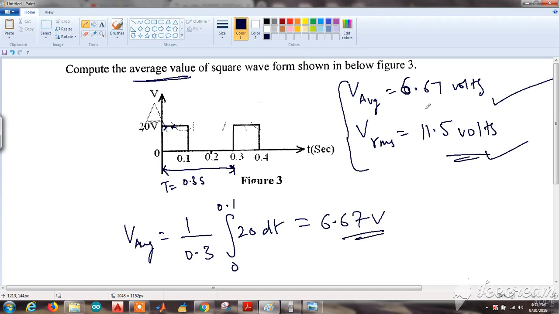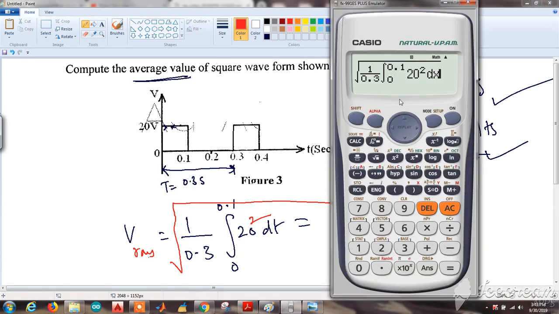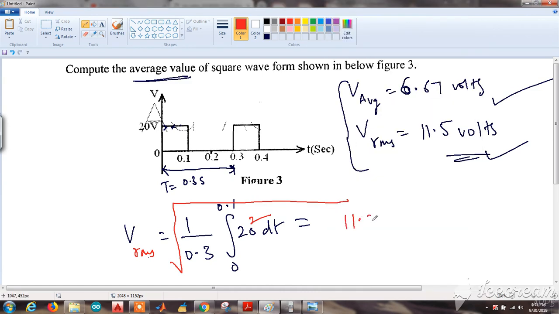Similarly, we can do RMS also. In the case of RMS value, we have to put the square root and square V, V square t. So let's solve in the calculator. If I write it like this with the square root, and I have the whole square 20, press equal to, we'll get the same result, that is 11.5 volts. It's our RMS value. So the average value is 6.67 volts and the RMS value is 11.5 volts. Thank you.